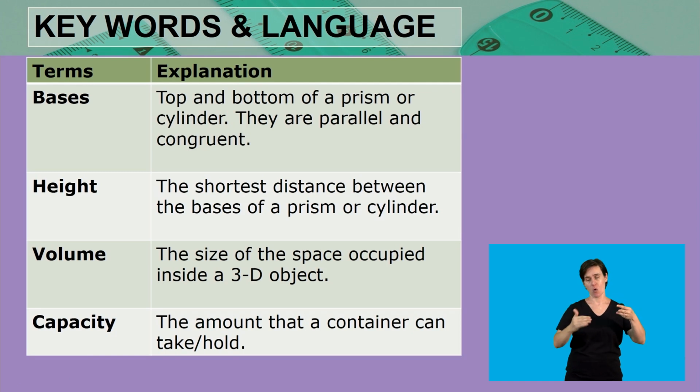Now they are parallel and congruent to each other. Then we have the height, which is the shortest distance between the bases of a prism or a cylinder. Then we have the volume, which is the size of the space occupied inside a 3D object. And of course, lastly, we have the capacity, which is the amount that a container can take or can hold. And those are the keywords that we are going to be using during this lesson.